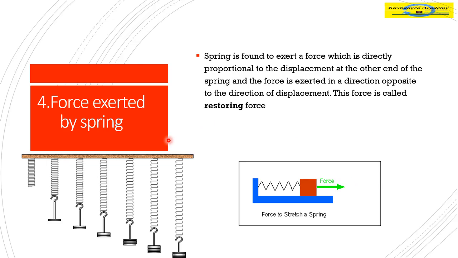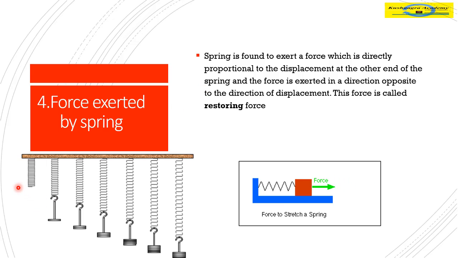Forces exerted by a spring. A spring is also an example. You can say tension only, but the properties are a little different. So first of all, let's see the definition. A spring is found to exert a force which is directly proportional to the displacement at the other end of the spring. What does it mean?